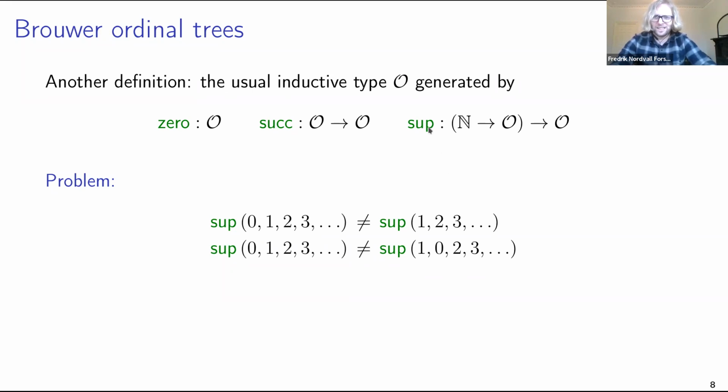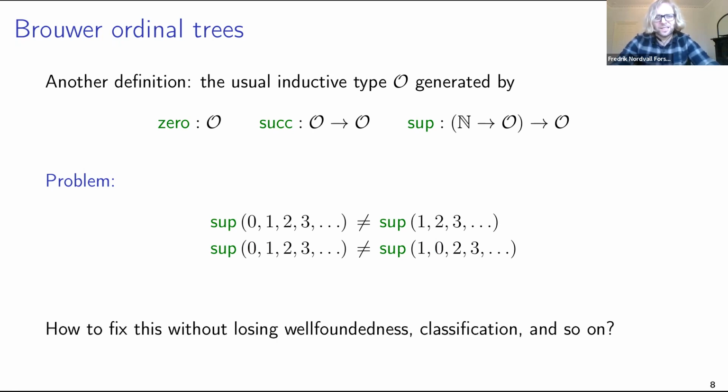But because this is just a constructor, this is an inductive type, then these things are actually not equal, right? Because they are the same constructor applied to different things. And by the rules for inductive types, the same constructor applied to different things is never going to be equal, right? I mean, that's why suc of x is not the same as x, for example. So this naive definition of ordinal trees is not a very good one if you actually want to represent ordinals.